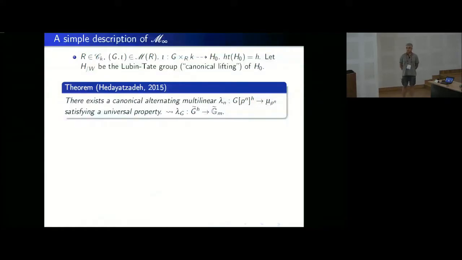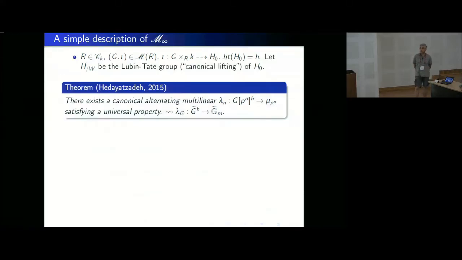But the miracle is that thanks to this point of view of perfectoids, of doing things all the way at the infinite level, there is a very nice description of M infinity that does not factor through finite levels. And it's due to Weinstein. He first did it in height 2 simply because he didn't have this result of Hedayatzadeh from 4 years ago. But let me now explain how it is done in general.